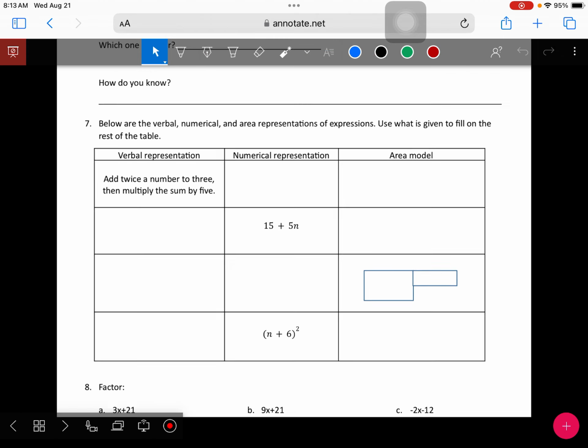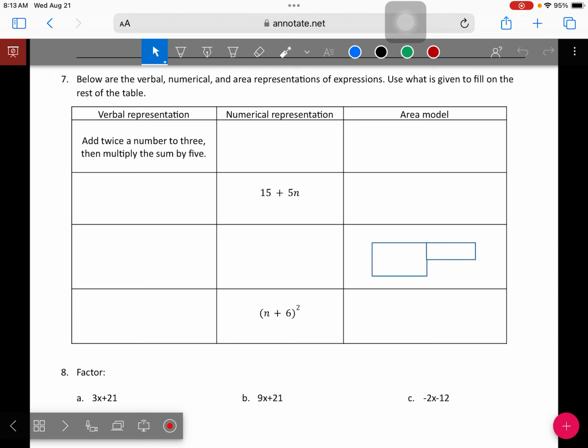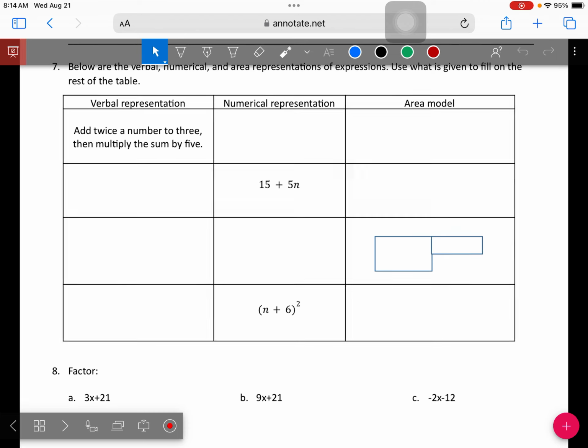Miss Didi, can I write down these things as you're going over them? Yes, you should. Okay, number 7. So below are the verbal, numerical, and area representations of expressions. Remember, this whole chapter is over algebraic expressions. Use what is given to fill in the rest of the table.